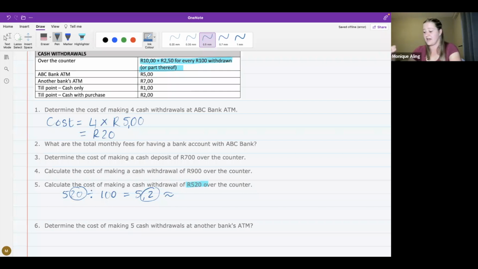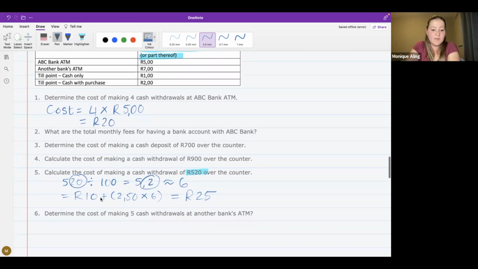Okay, so if you're really keeping track of your bank charges, you might as well withdraw 600 rand. So that's going to be rounded up to 6. Anything over 500 basically makes it 6 hundreds. So your working out would be the 10 rand plus 2.50 times 6, which gives you a final answer of 25 rand, which most of you did get. Well done.